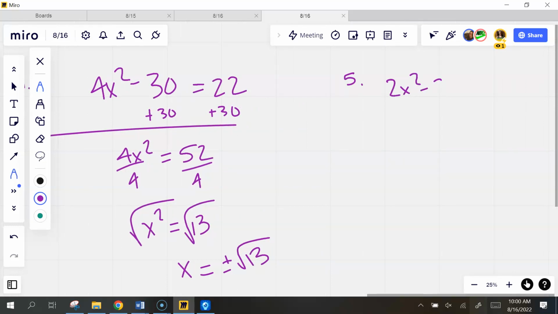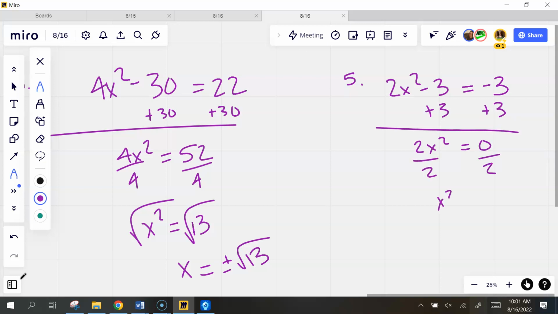2x squared minus 3 equals negative 3. I'm going to add 3 to both sides. 2x squared equals 0. Divide by 2. Can you take the square root of 0? You sure? It's 0. Sure you can. You can't take the square root of a negative until today, but you can take the square root of 0. Yeah. Anything else on that page?